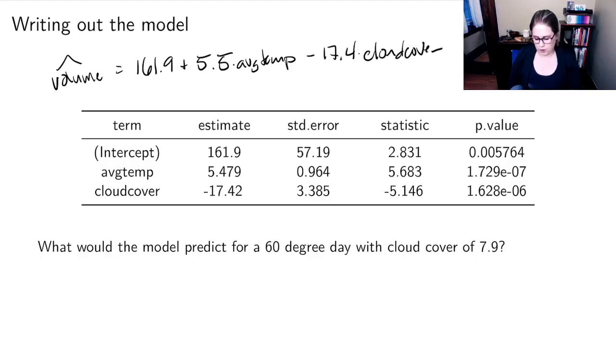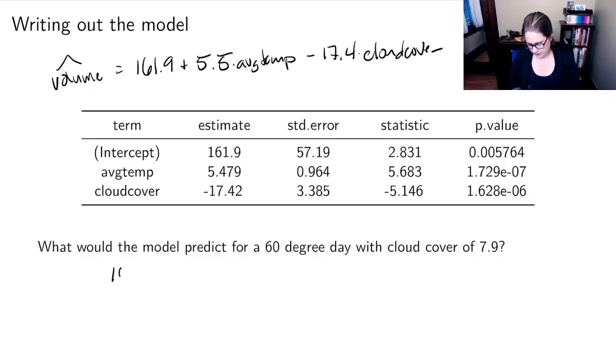So this is a little bit more complicated equation than we've seen before. We still have our intercept, but now we have kind of a slope for each of our predictor variables. So we have this positive slope in the av temp direction, we have this negative slope in the cloud cover direction. And just like before, we can do predicted values. So what would the model predict for a 60-degree day with cloud cover of 7.9 octas?